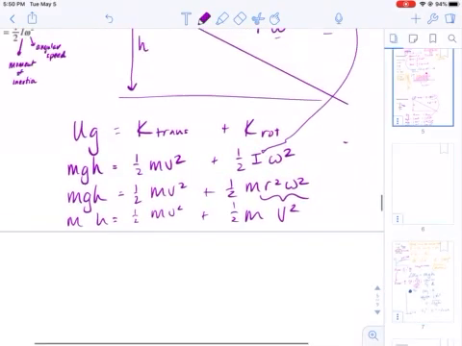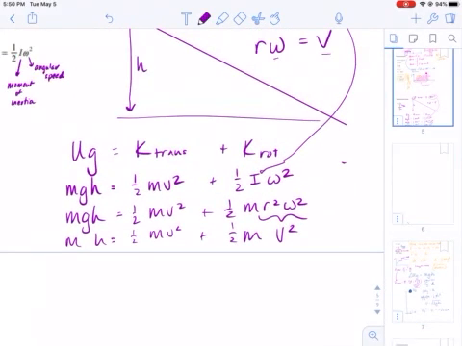So that's a really common type of problem. Something rolls down a ramp, how fast is it going at the bottom? And you need to use this technique to solve it.